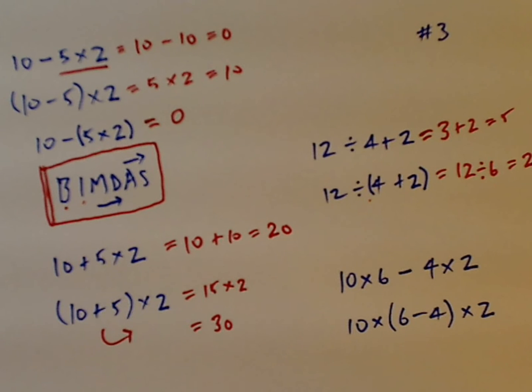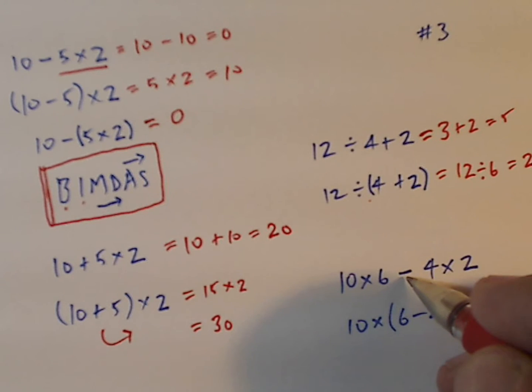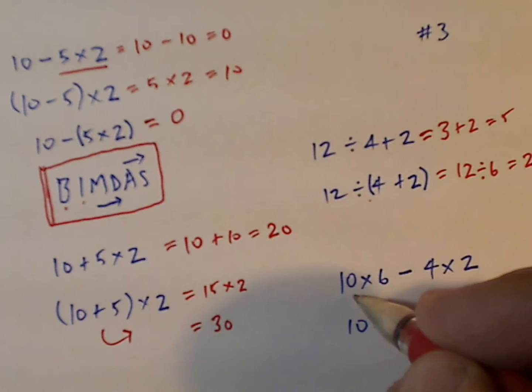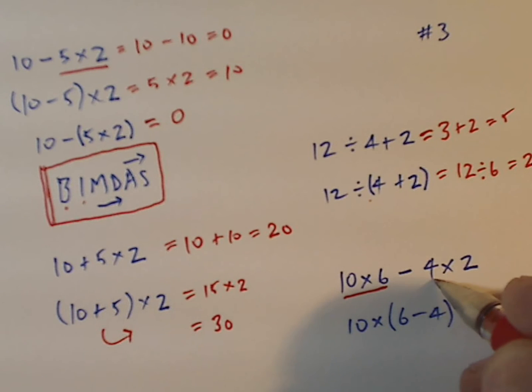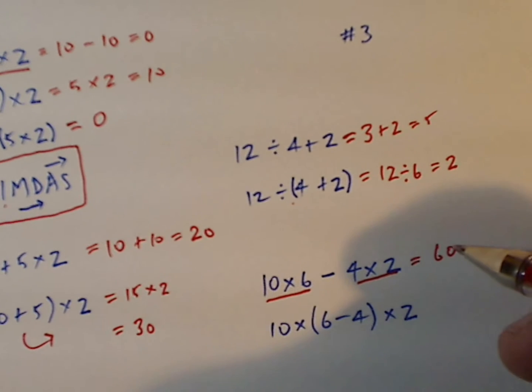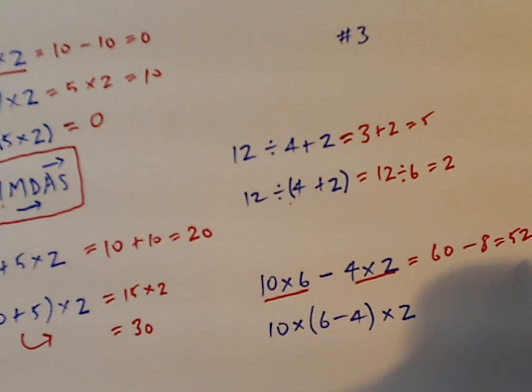Now down the bottom, we've even made it a little more complicated, haven't we? Because we've got a multiply here and we've got a multiply there and a subtract there. Well, according to our mnemonic, BIMDAS, the multiplications have to be done before the subtraction. 10 sixes is 60. Now we're running out of space again, so let's just move across a little bit. Minus 4 times 2 is 8. So there we have it. The correct evaluation would be 52.